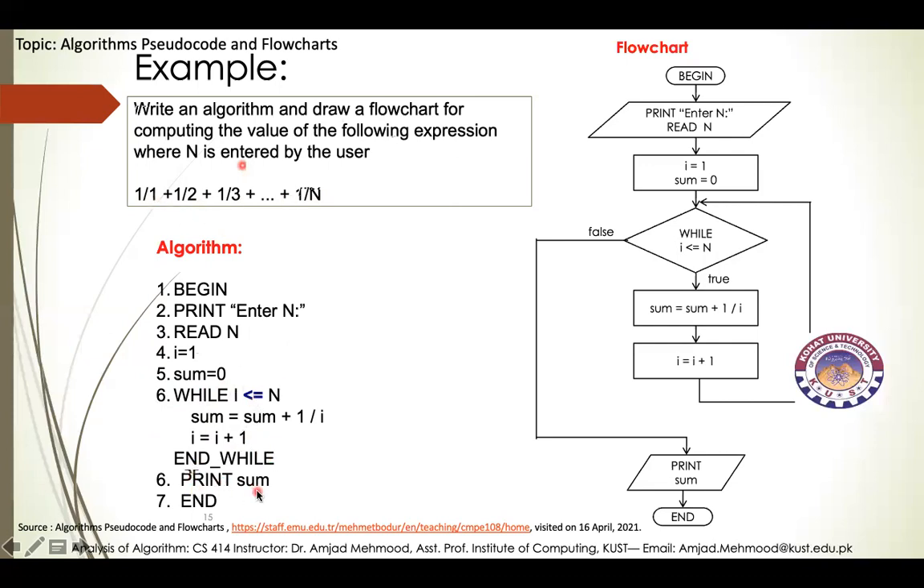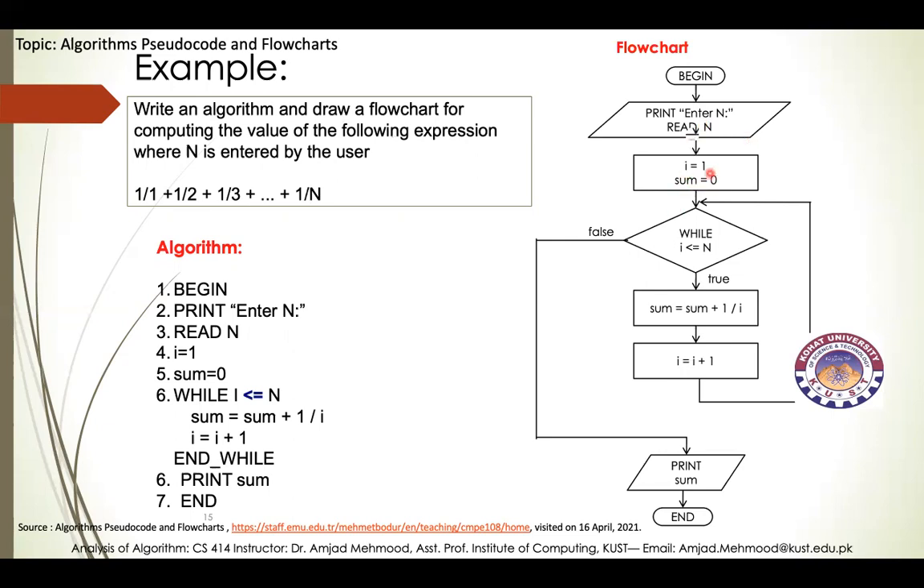So this is how you will get the sum, and this is the flow chart of this algorithm. You ask the user to enter the value of n, how many terms you have, like 1 by 1, 1 by 2, 1 by 3, and so on. So enter n. What is the maximum value in your series which you want to sum? This is that n.